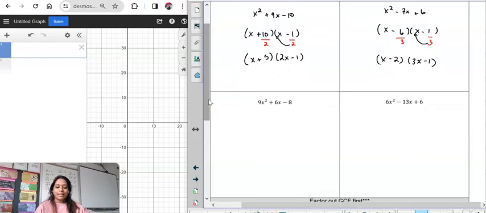Just going to do 2 more. I'll do one grouping method, and then I'll do one slip and slide method. Here's the grouping method. So for the grouping method, remember you're looking for factors that multiply together to give you negative 72, right? 9 times -8. At the same time, they have to add up to 6.